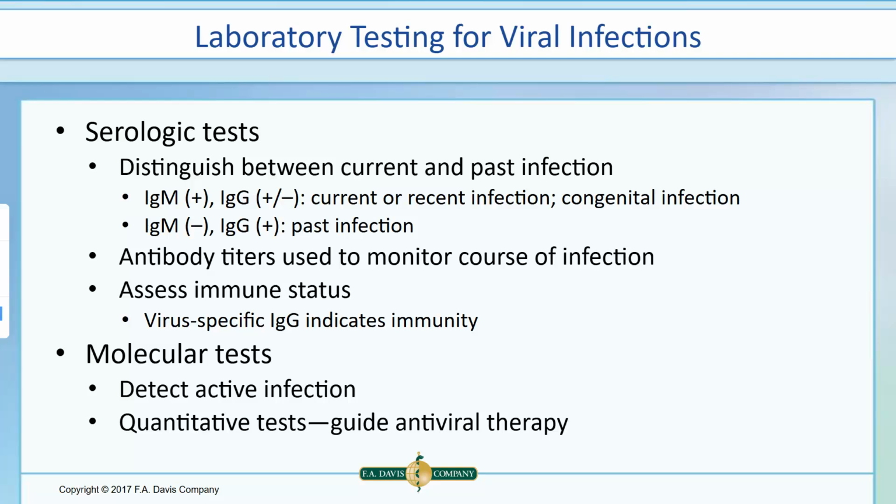Antibody titers are used to monitor the course of infection. They're also used to determine immune status. So you do an antibody titer to make sure that if you've been vaccinated in the past, you still have adequate immunity against the virus. So assess immune status, that's what I just mentioned. Virus-specific IgG indicates immunity.